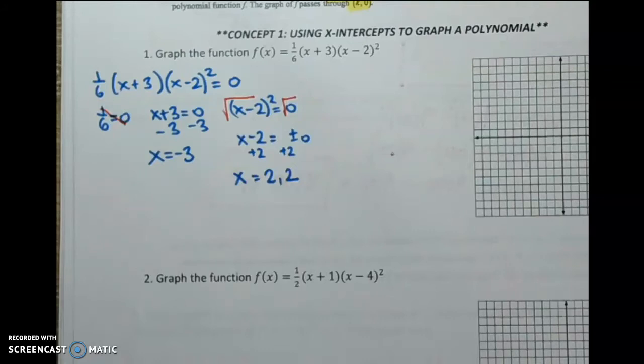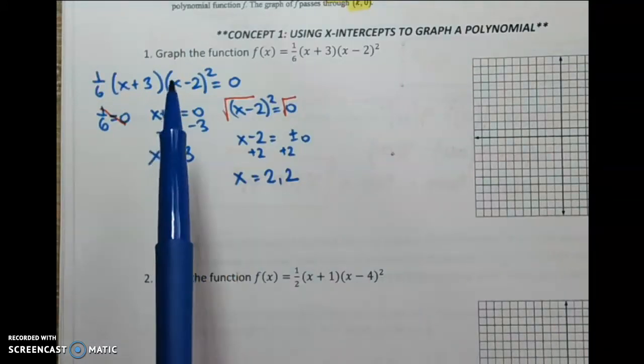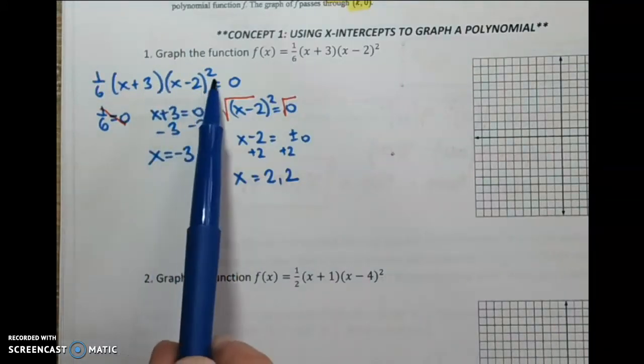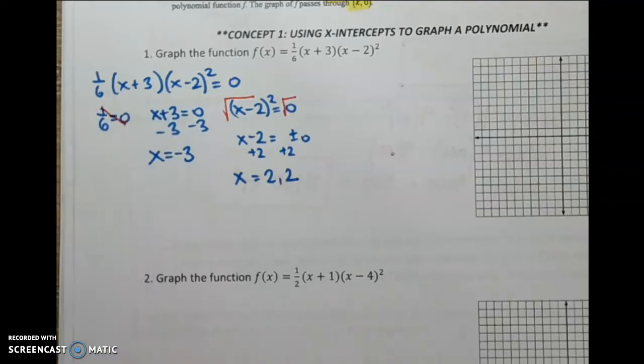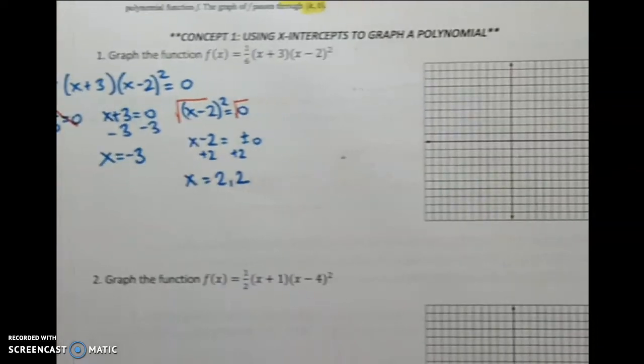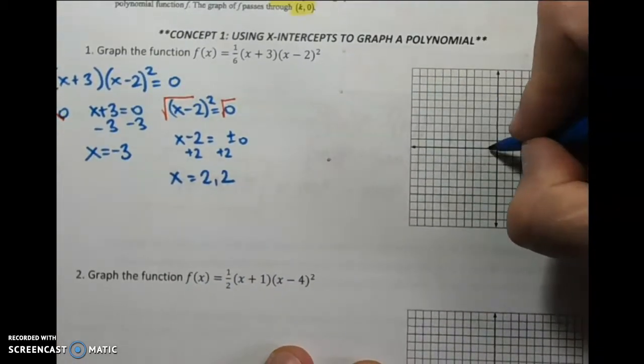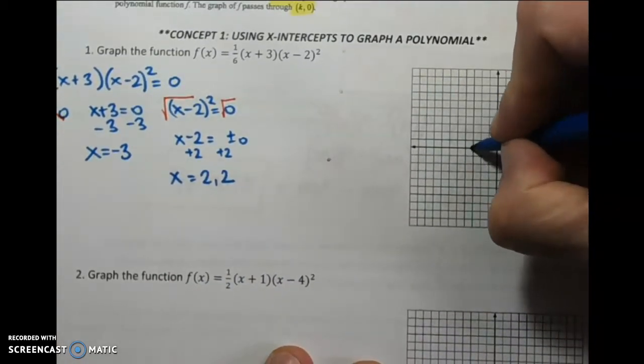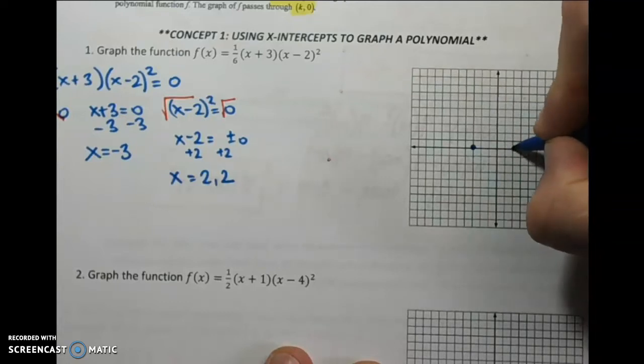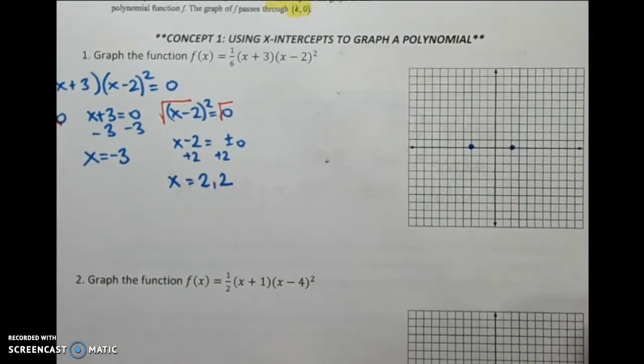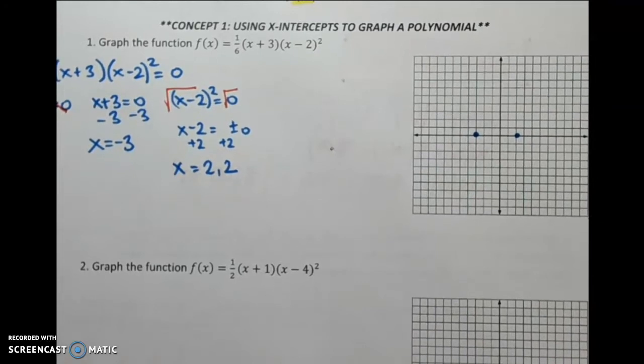Alright, so what I want to do is, again, how many x's do I have? x squared times x is x cubed. So I should have 3 solutions. Let me just go ahead and plot this real quick. 1, 2, 3 right there, and 1, 2 right there. Okay. So now I have that.